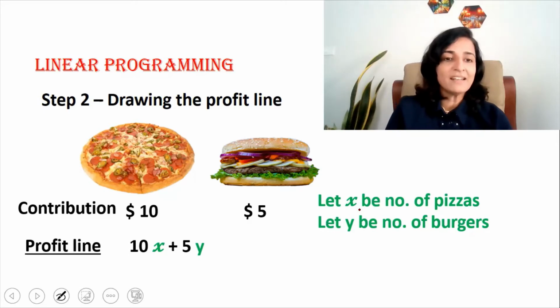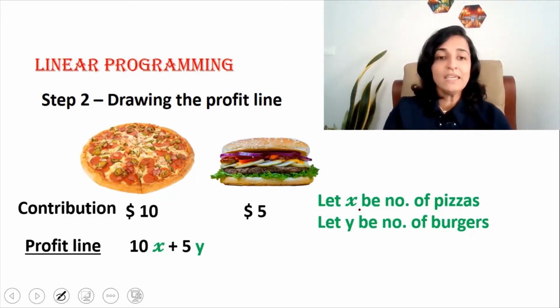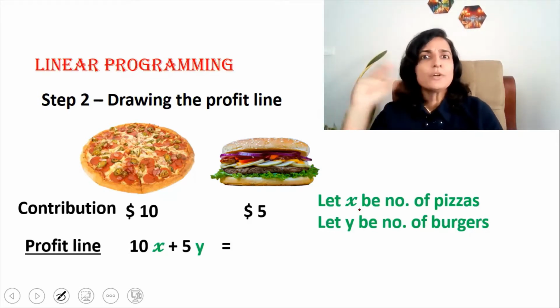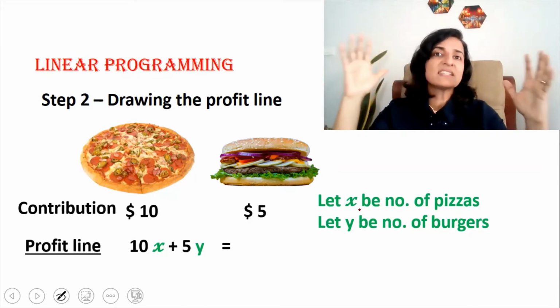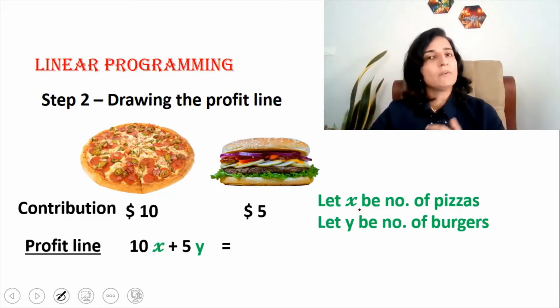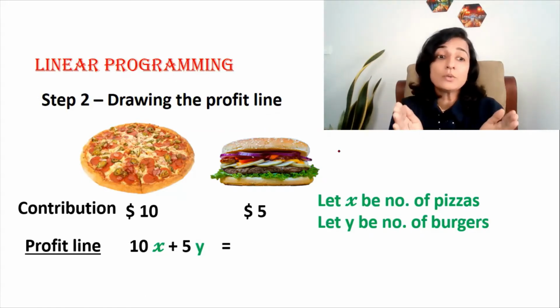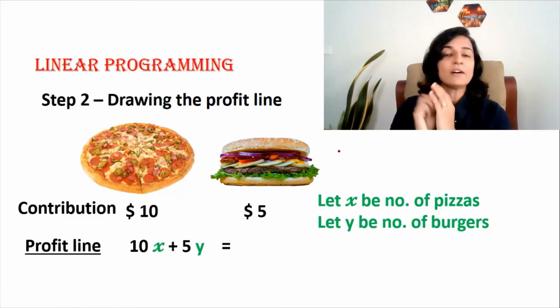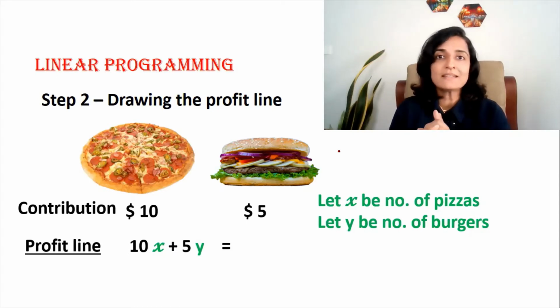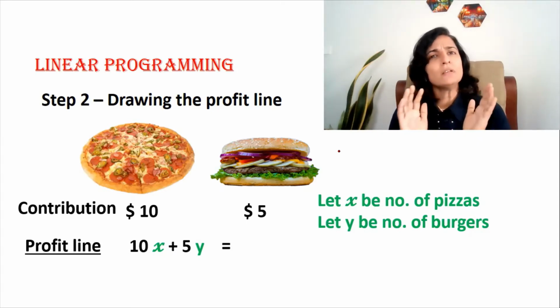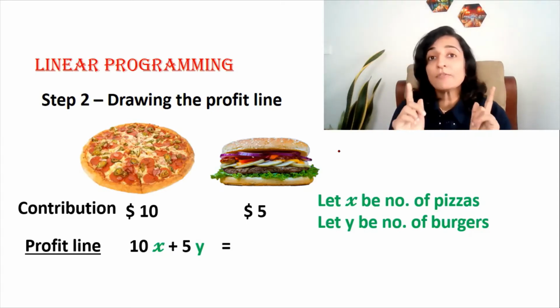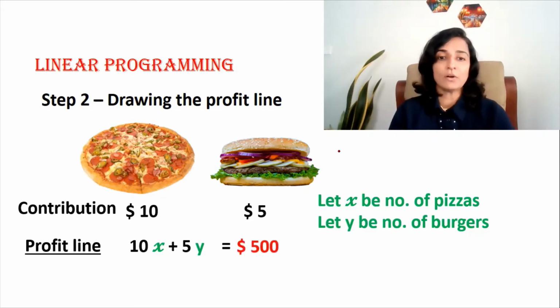So the profit line is 10X plus 5Y equal to the profit. The profit, that is a maximum profit that we want. But we don't know the maximum profit. That is what we want to find out. But in order to represent this profit line in a graph paper, we need a figure on the right-hand side also, right? So we will assume that our profit is $500.